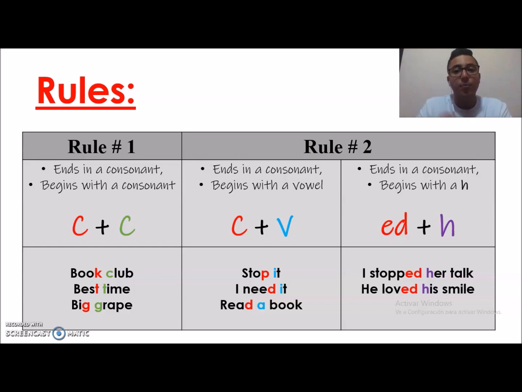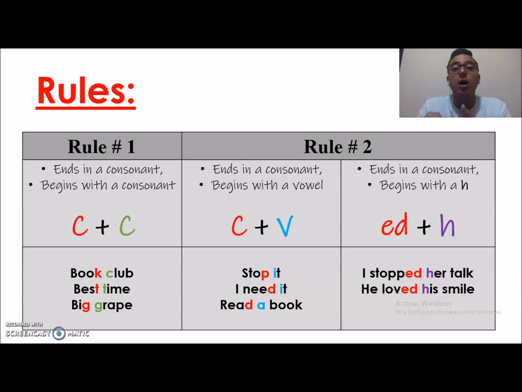If you pay attention, here it's not a consonant but it's ED, the ED pronunciation. That's why it is in the same rule number 2. So some examples are: I stopped. Remember that here ED is pronounced as a T. I stopped. And then we have her.